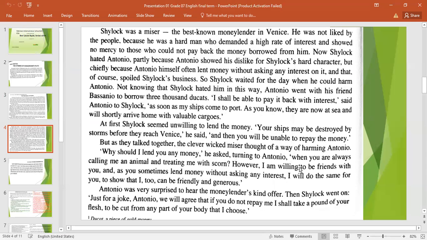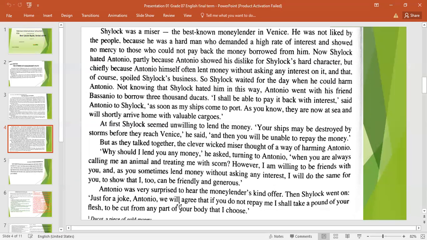When you are always calling me an animal and treating me with scorn, scolding me. However, I am willing to be friends with you, and as you sometimes lend money without asking any interest, I will do the same for you to show that I too can be friendly and generous. Antonio was very surprised to hear the moneylender's kind offer. Then Shylock went on, just for a joke.